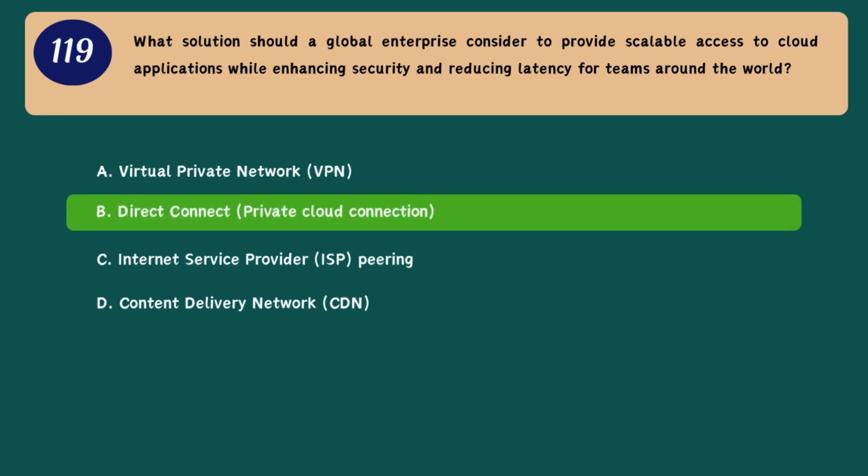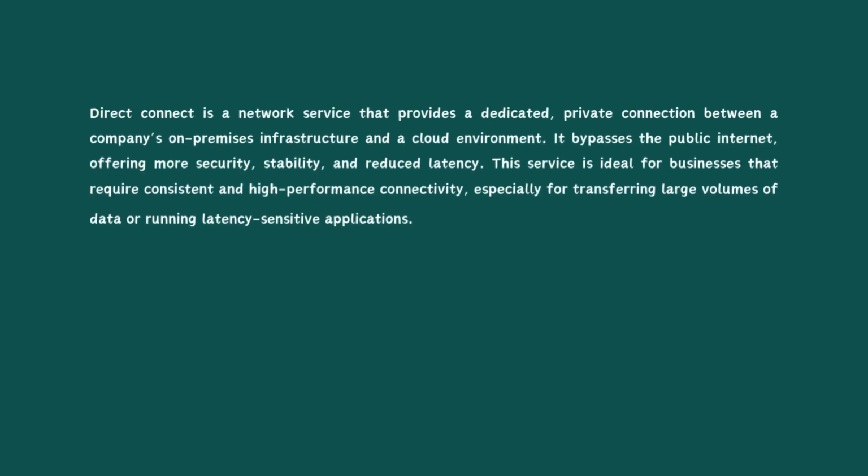Correct answer B. Direct connect. Private cloud connection. Direct connect is a network service that provides a dedicated private connection between a company's on-premises infrastructure and a cloud environment. It bypasses the public internet, offering more security, stability, and reduced latency. This service is ideal for businesses that require consistent and high-performance connectivity, especially for transferring large volumes of data or running latency-sensitive applications.